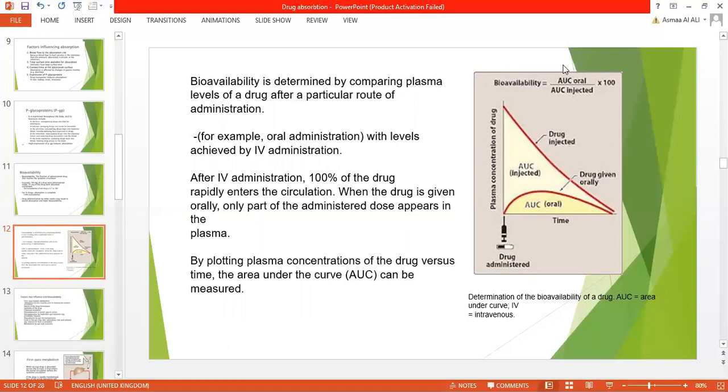bioavailability: it equals the area under the concentration curve orally divided by the area under the concentration curve of IV injection, times 100. It will give us the number showing how we can measure the bioavailability of the drugs, which can be measured.